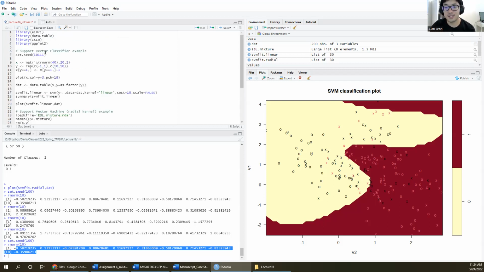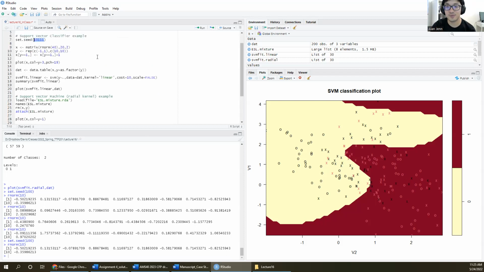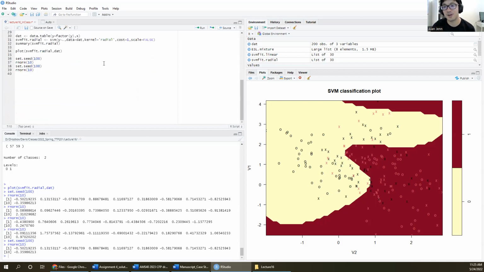So up here, I think I just picked a random number. But if everyone uses this number in the set seed, then all of your draws will be the same for the next random draw that you do.